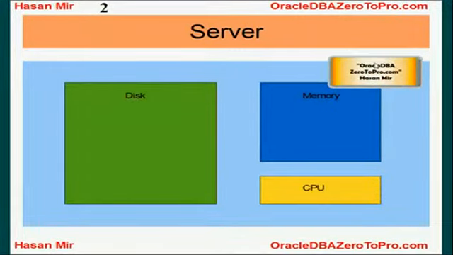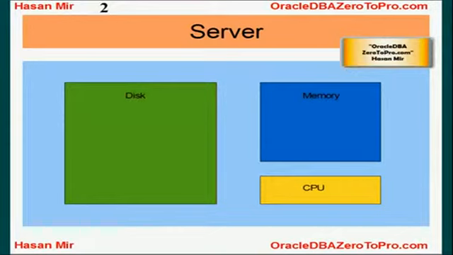Let's start with the basics. What are the main components of a server? Disk, memory, and CPU, central processing unit. A server could have more than one CPU, memory unit, and disk, of course, right? But these are the main components.